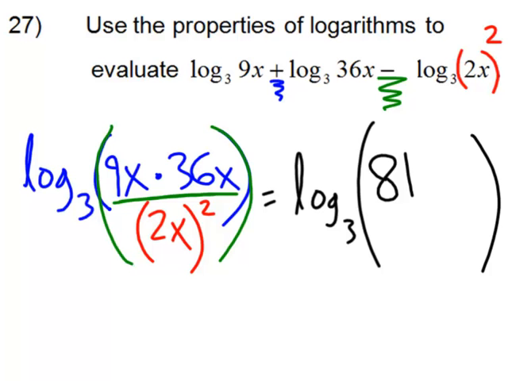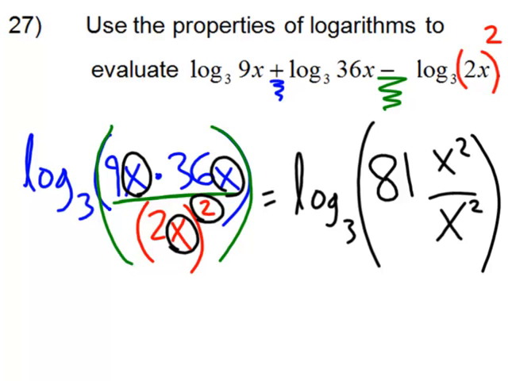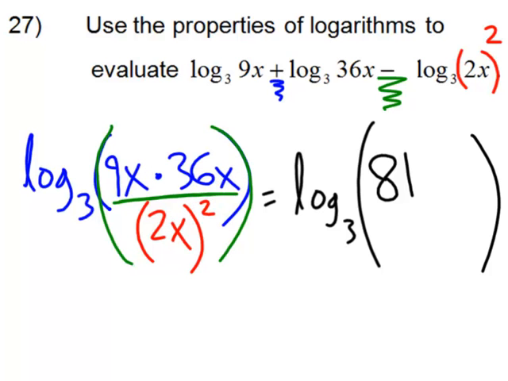And what do we have with regards to x's? Well, I've got an x and another x up top. That's like an x squared up top. But I've also got an x being squared on the bottom. So in my head, what I'm thinking is x squared over x squared just equals 1. I didn't really need to write that down. So when everything is all said and done on the inside of those parentheses, I'm really just left with log base 3 of 81.